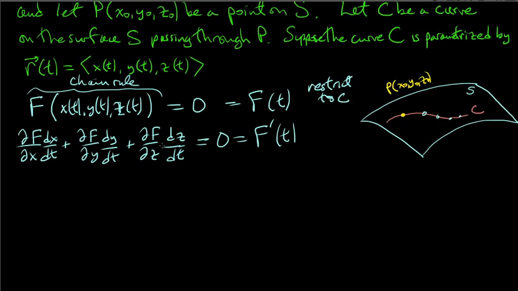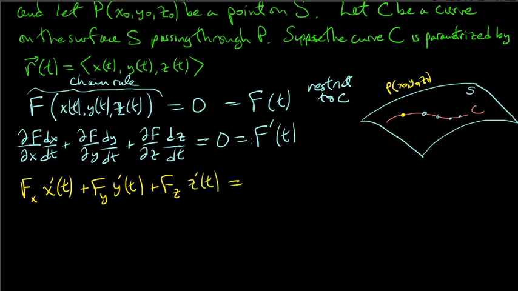So now I'm going to write this a slightly different way. You know that the partial of f with respect to x can be written as f subscript x, at this particular point x0, y0, z0. And the derivative of x with respect to t, you can also write as just x prime of t. So plus the partial of f with respect to y times y prime of t plus the partial of f with respect to z times z prime of t. And this is still equal to the derivative of 0, which is 0.